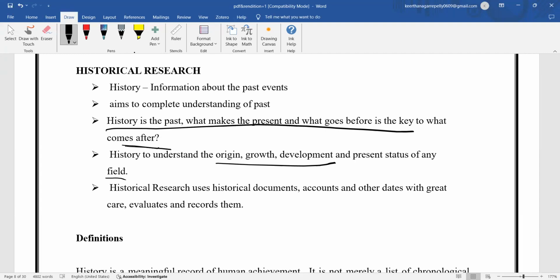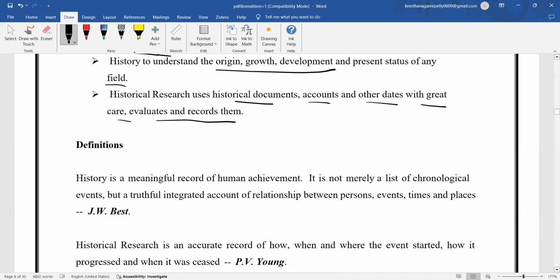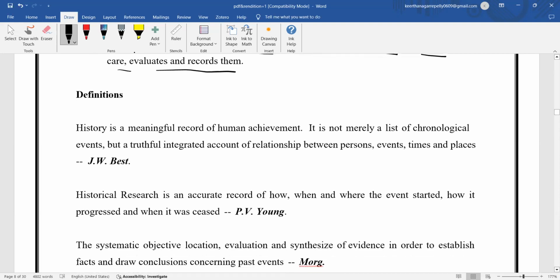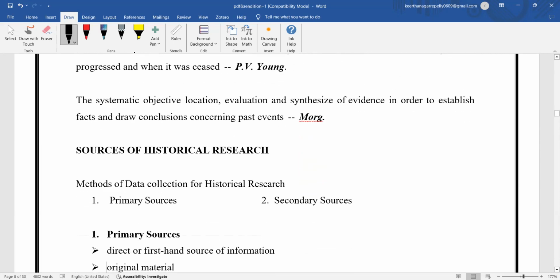Historical research uses historical documents, accounts, and other data with great care, and evaluates and records them. Now, there were a few definitions given up here. You can read them. I'm not going to make a lengthy video dragging up these definitions for you. You can read them for yourself as they are available.